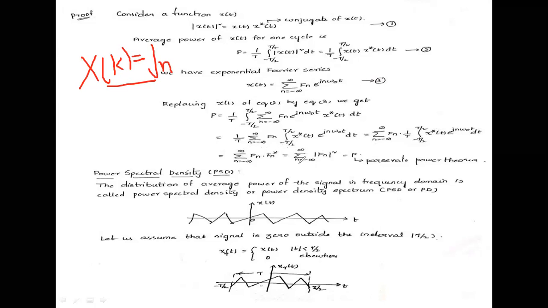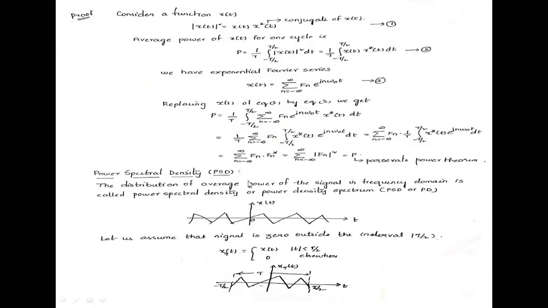So the sum of n from minus infinity to infinity of Fn star becomes the sum of the squared magnitude of Fn. So including the 1 by T, my dear students, the 1 by T and this total function you can write as Fn, and here I am taking the whole star. Fn and Fn star is the squared magnitude of Fn. This is Parseval's power theorem.